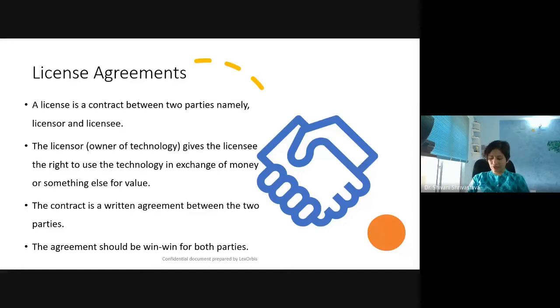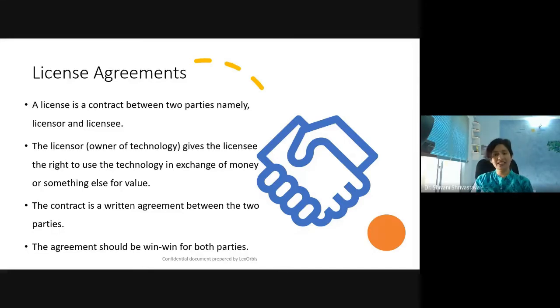So once the negotiation is done and both the parties agree to proceed ahead, we need a license agreement. So that is the main topic for the session. When we are talking about a license agreement, obviously there are two parties: one is the licensor and the other is the licensee.